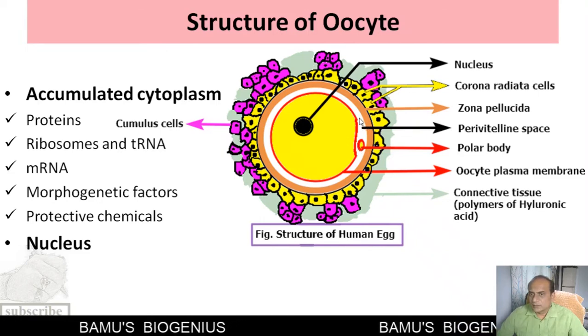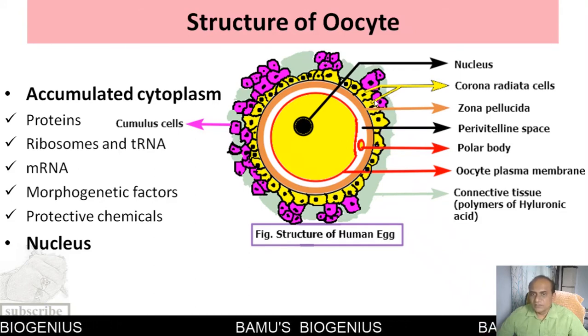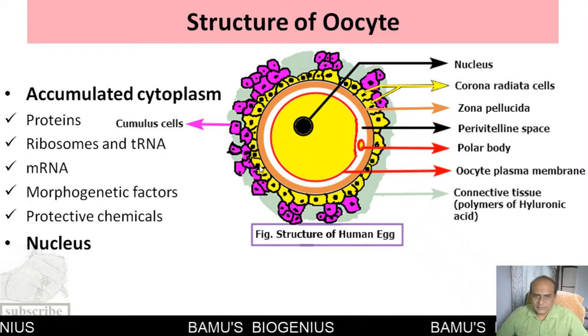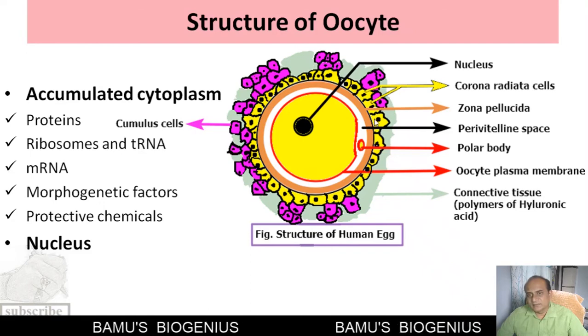Then outside this perivitelline space, a glycoproteinaceous layer is present. It is called the zona pellucida. After zona pellucida, the layer of corona radiata cells is there. The corona radiata cells are nothing but the cumulus cells, but they are in direct contact with the zona pellucida, and that's why they are called corona radiata cells.